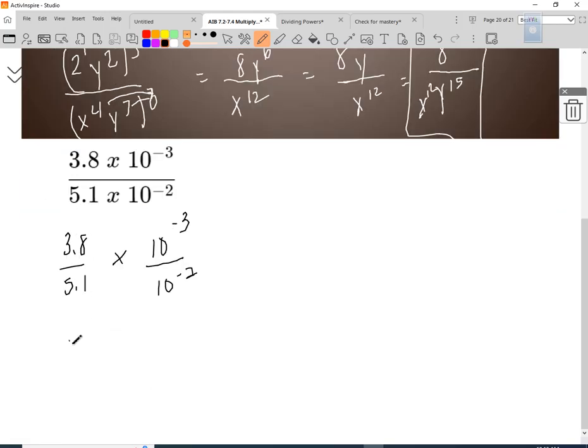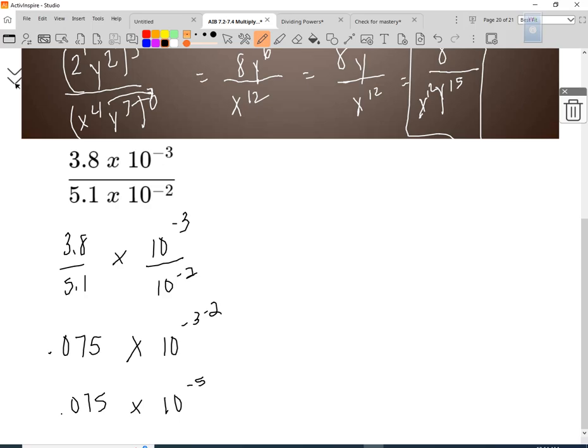3.8 divided by 5.1, I think you could round that to 0.075. Will someone check that for me? That's right? Okay, we're going to round that to the 5. And now we have 10 to the negative 3 minus 2 power. So we have 0.075 times 10 to the negative 5 power.